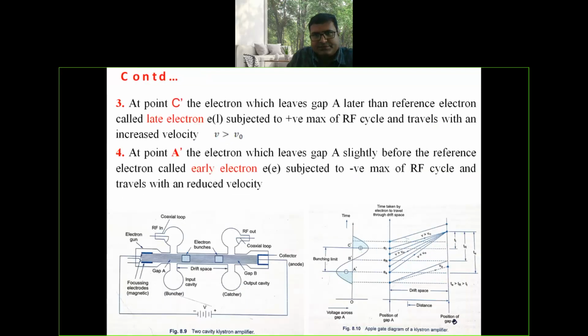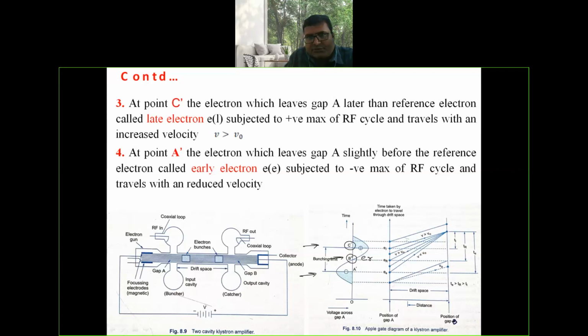Now here, once again, what is the effect of electrons which leave at points A dash and C dash? Here, at point B dash, there is no effect on velocity of the electron beam, which leaves the gap at point B dash. Now here, let it be this particular electron is unaffected by the gap voltage, and let us assume it is a reference electron.